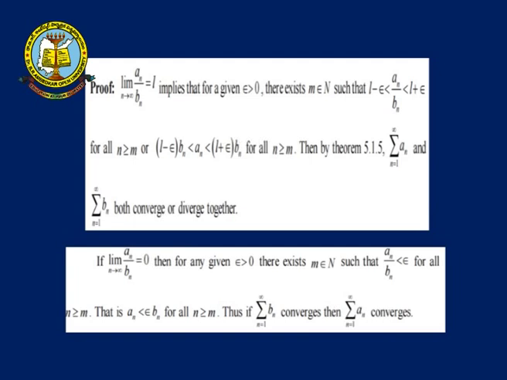So if the limit as n tends to infinity of a_n by b_n equals 0, then for every given epsilon greater than 0, a_n by b_n is less than epsilon for all n greater than or equal to m, so that a_n is less than epsilon times b_n for all n greater than or equal to m. So if sigma b_n is convergent, then sigma a_n is also convergent. Hence proved.